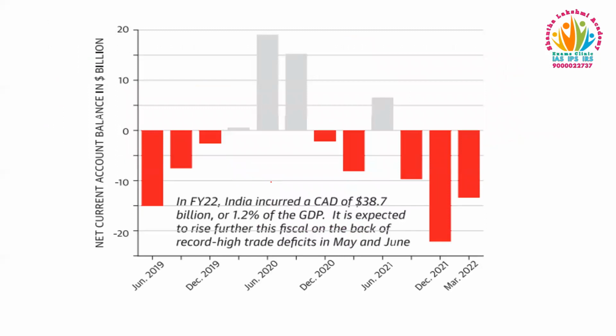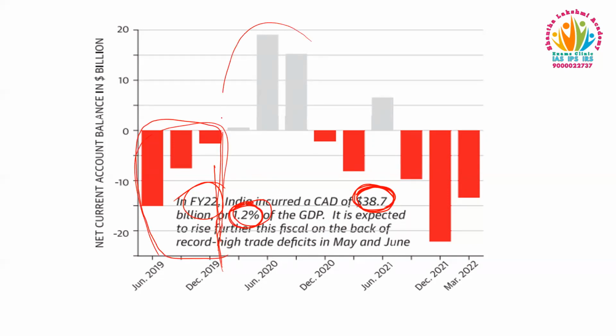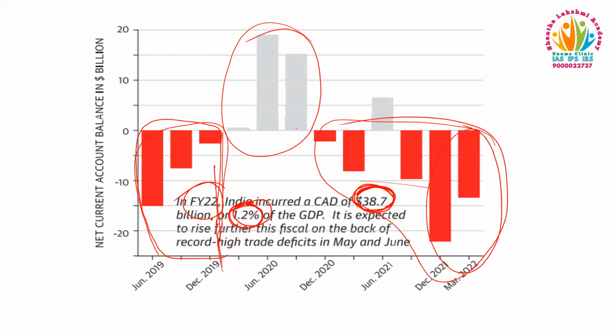So this is the data regarding the current account balance. In financial year 2022, India incurred a current account deficit of around $38.7 billion or 1.2% of the GDP. And this is expected to rise further in future. See the trend here. From June 2019 to December 2019, there is a current account deficit only. After that, current account surplus. Then the current account deficit has been increasing only.